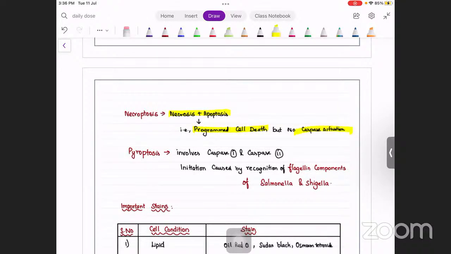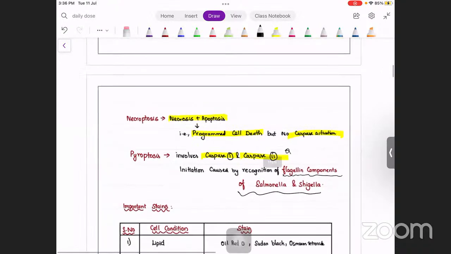Then you have pyroptosis. It involves the activation of caspase 1 and 11. Very, very important MCQ: what caspases will be activated in pyroptosis? Caspase 1 and caspase 11, and initiation is caused by recognition of flagellin components of Salmonella and Shigella.